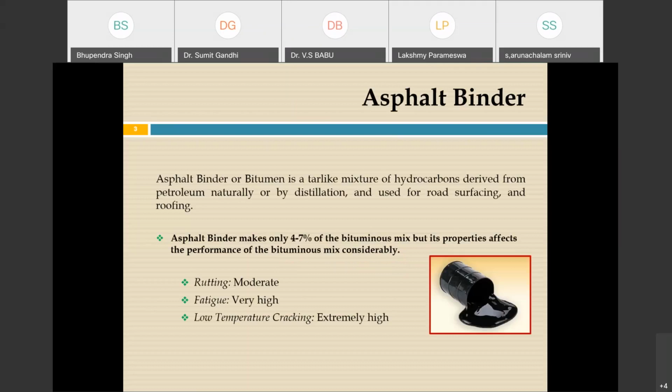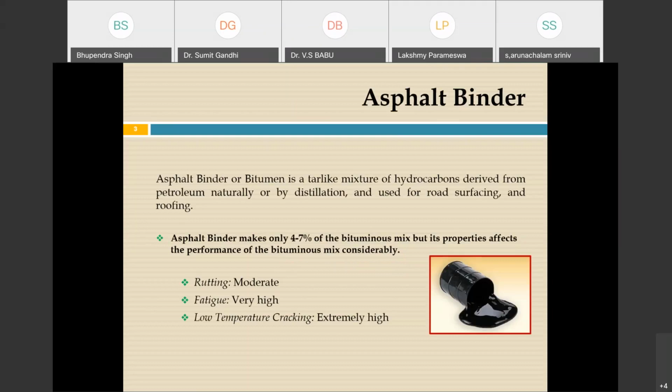So let me start with the asphalt grading. One thing I want to make clear is that throughout my presentation, I will be using the terms asphalt binder and bitumen interchangeably, because these are the terms used in the research as synonyms of each other.